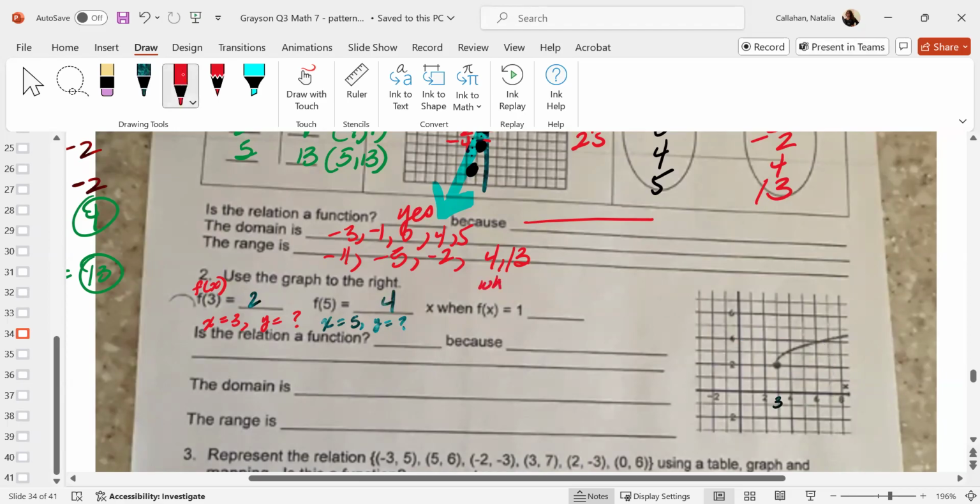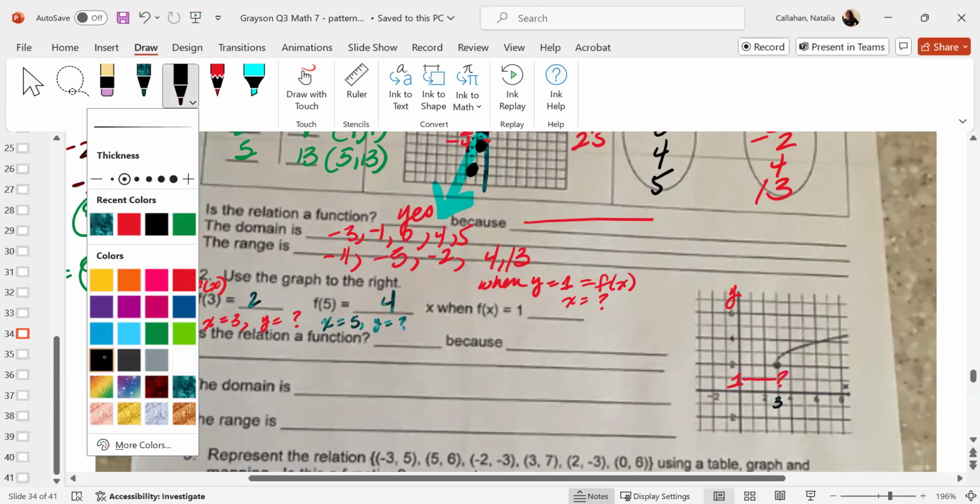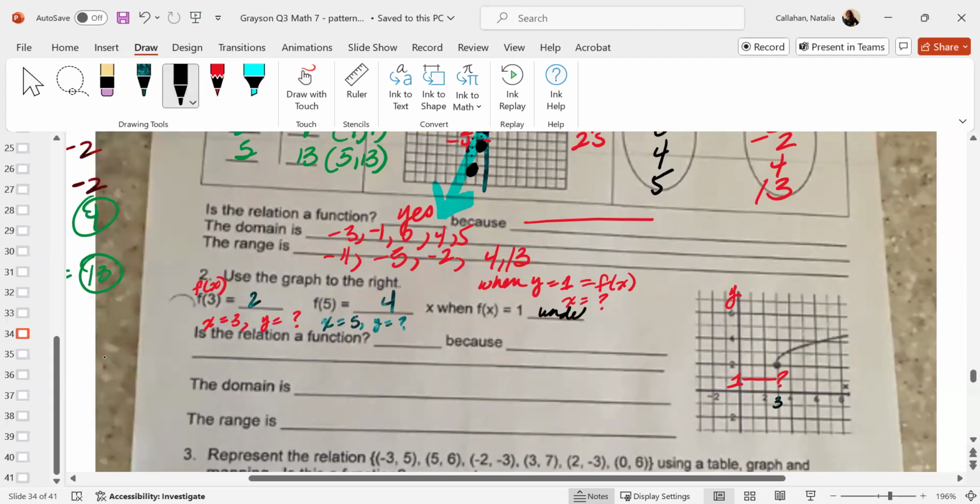This one's a little bit different. This one's saying when y is 1, f of x is 1, correct? Because it's saying f of x equals 1. So y is 1, what is your x value? So here's the y value here. 1 is right there, correct? Is there a graph there at all? You just put undefined. Not possible. It's not 0, it's just undefined.